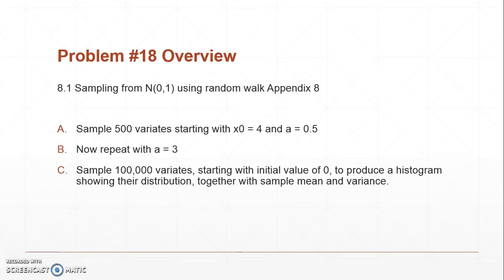And so we have three different scenarios set up. We want to sample 500 variates starting with x naught equaling 4 and a equaling 0.5. And then part B, in that scenario, we're going to repeat that but change a to 3, and we'll graph the two to see the difference that makes. And I'll talk about that later. And then for part C, we're going to sample 100,000 variates and basically show a histogram of it showing the distribution, and we'll produce a mean and a variance with that.